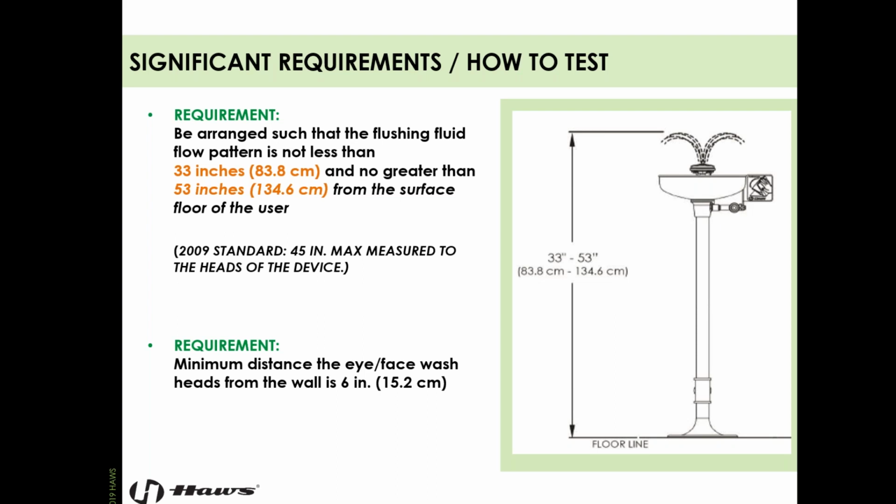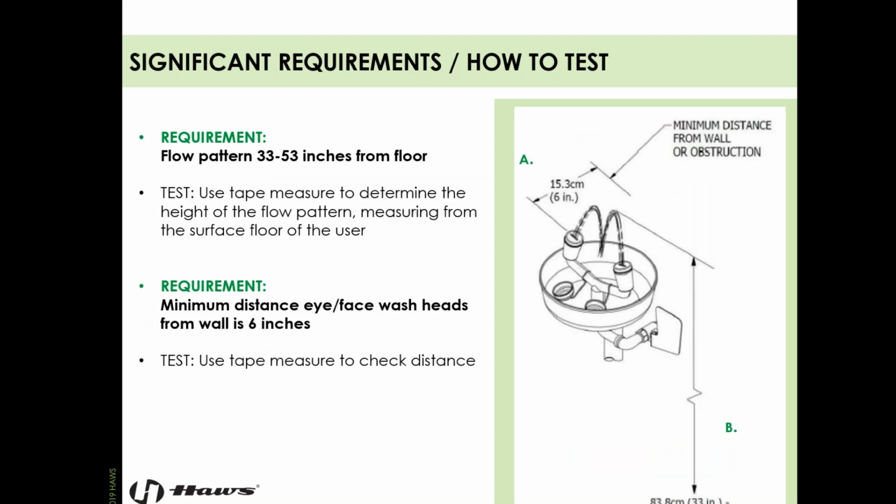Okay, previously it was 45 inches to the head of the device. We don't measure to the head of the device, we measure to the top of the water streams. And that's also helping us to prevent injurious flow rates and be able to call those non-compliant. So you also have to keep a minimum distance of the streams 6 inches from any obstruction, which is just to make sure that you're not going to hit your head on anything when you use it.